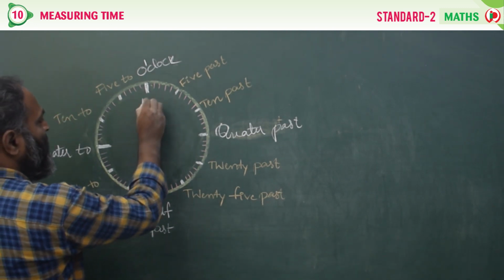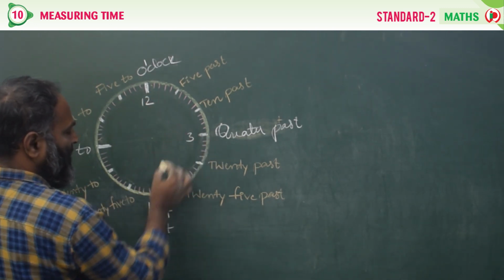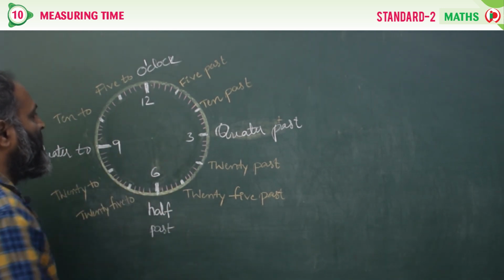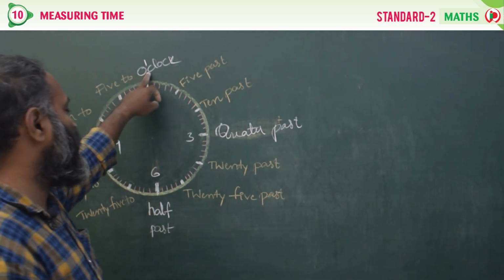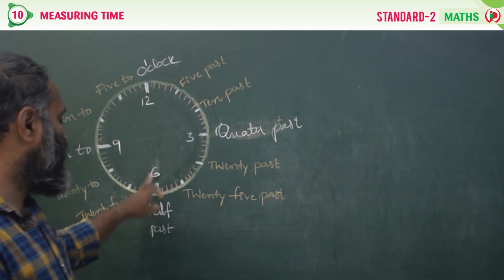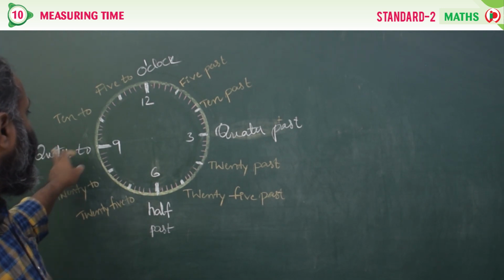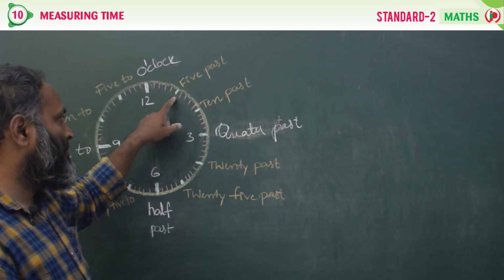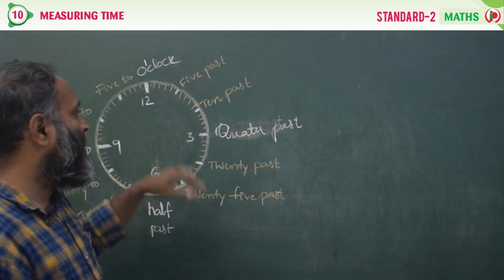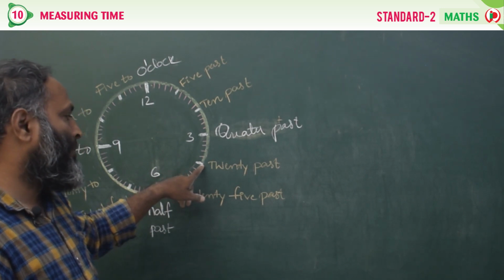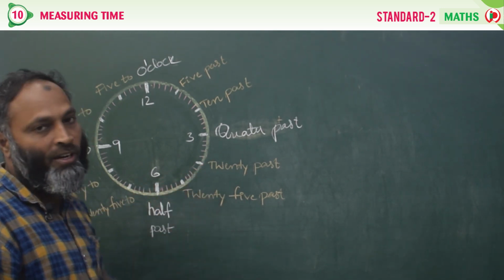This is 12, this is 3, this is 6 and this is 9. When the minute hand is at 12, the time is in hours. At 3, quarter past. At 6, half past. At 9, quarter to. Suppose the minute hand is other than these, at 5, then 5 past. At 10, 10 past. At 20, 20 past. At 25, 25 past.